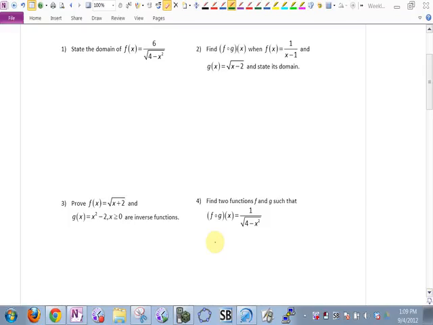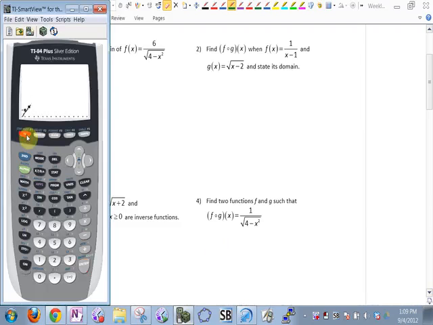Number one, what is the domain of f of x equals 6 over the square root of 4 minus x squared? Especially with your graphing calculator available, first thing I might do is graph that thing. 6 divided by square root 4 minus x squared. And we get a graph that looks like this.